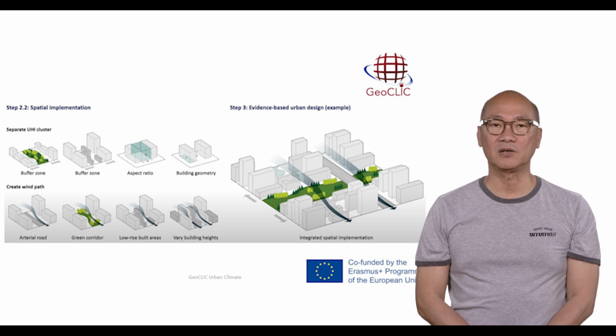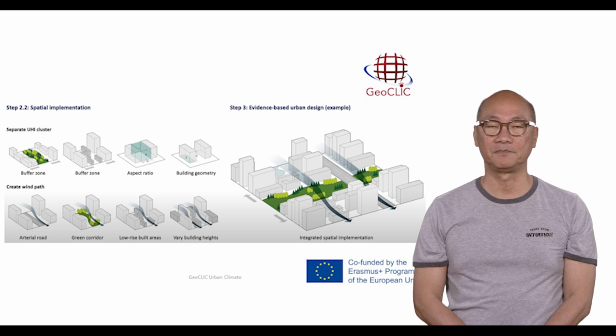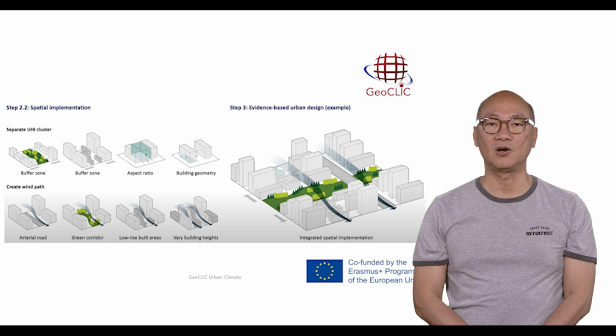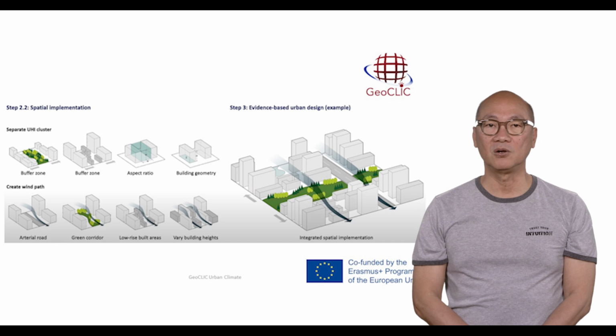As shown in the figure on the bottom left, to create wind path to alleviate urban heat island effects, we can install an arterial road, or create a green corridor, or develop only low-rise built areas, and lastly, vary building heights. The figure for Step 3, Evidence-Based Urban Design, shows an integrated design with a buffer green zone in the middle, a low-rise development, and an arterial road.